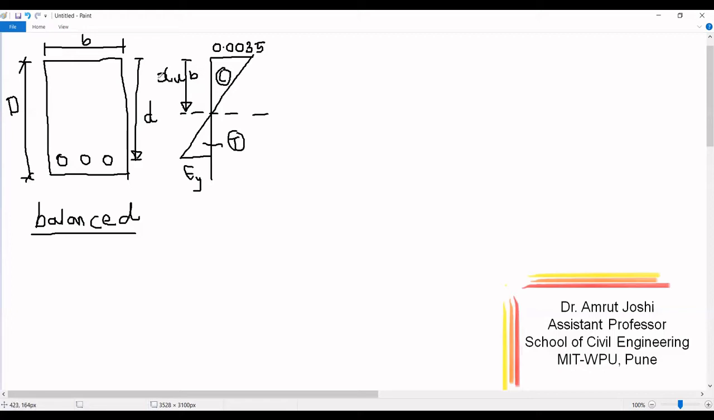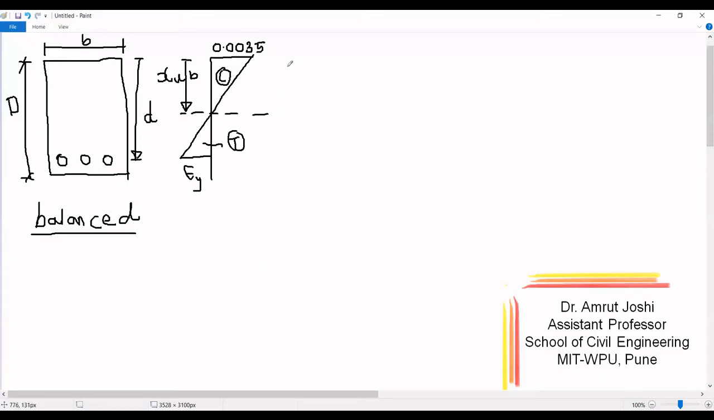What is the meaning of this notation? X stands for the distance of the neutral axis from the extreme compression fiber. U stands for at the time of failure, or at the time when the cross section has reached its ultimate moment carrying capacity. So U stands for ultimate or at the time of failure, and B stands for balanced section. So we are trying to locate the position of the neutral axis of a balanced section at failure in terms of known quantities.